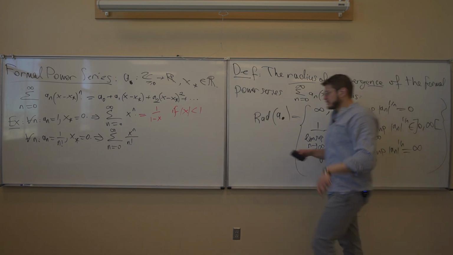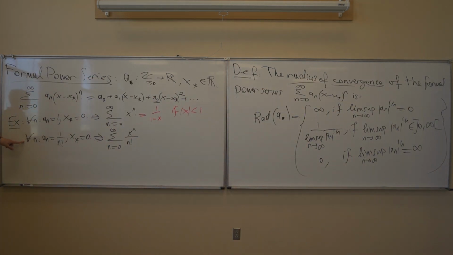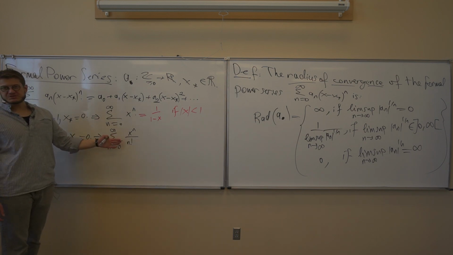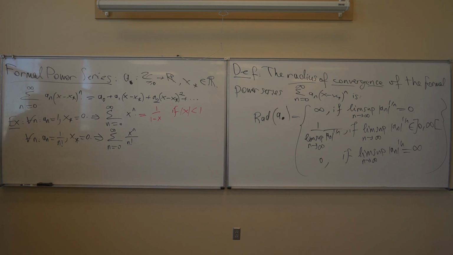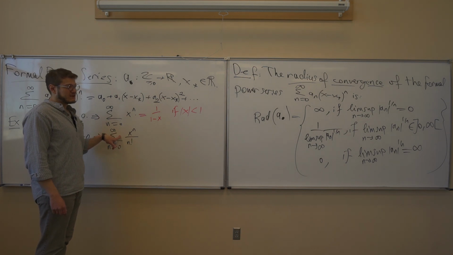What do you think? Do you have any guesses as to what the radius of convergence of this is? It looks like it should be infinite. Right, because this is supposed to be the exponential function, and there is no sort of fine print there. For any x, this should make sense. And indeed, I'm going to leave it to you to verify that the radius of convergence is infinity.